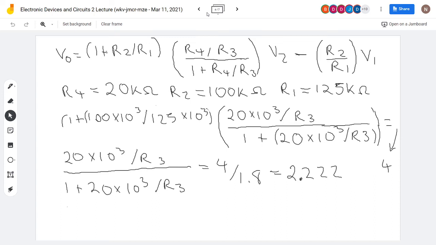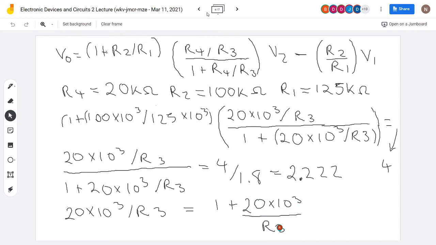I can't write on the board, but you can cross multiply. So bring the 1 plus 20 over R3, multiplied by 2.22. So equate that to 2.22. Yeah, continue. 0.22. Yeah.